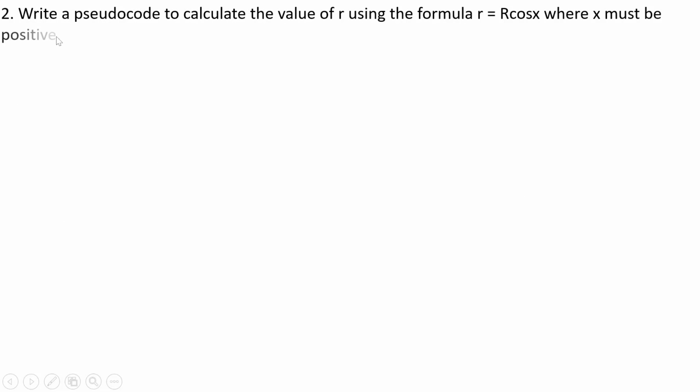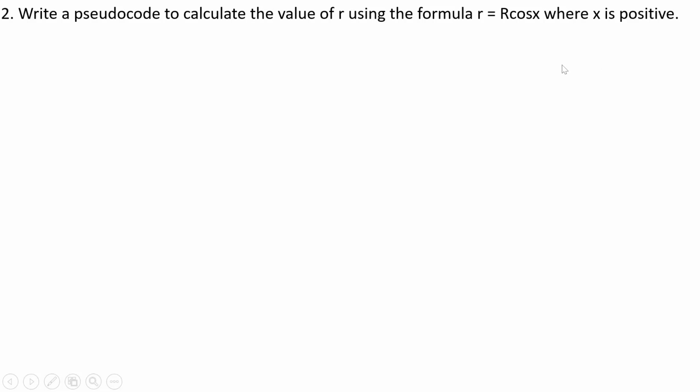Yeah, so let's look at another example. Example 2 says write a pseudocode to calculate the value of small letter r using the formula small letter r is equal to capital R cos x, where x is positive. Yeah, right. So now this is the question. Write a pseudocode to calculate the value of small letter r using the formula small letter r is equal to capital letter R cos x, where x is positive.